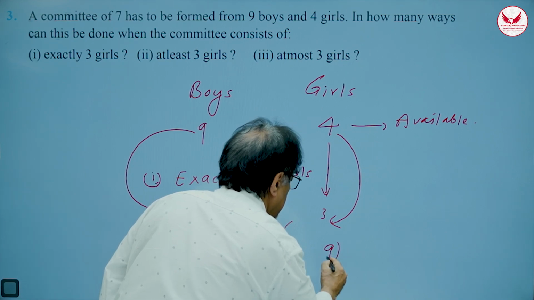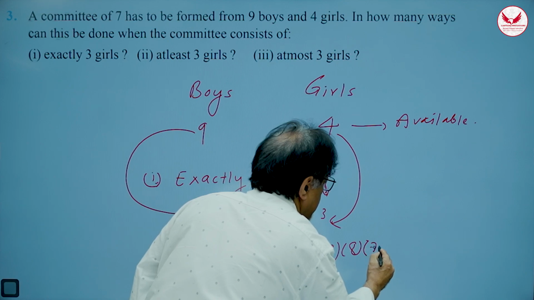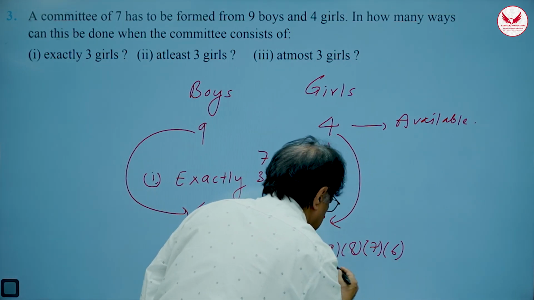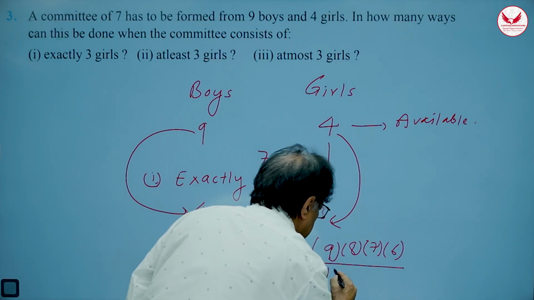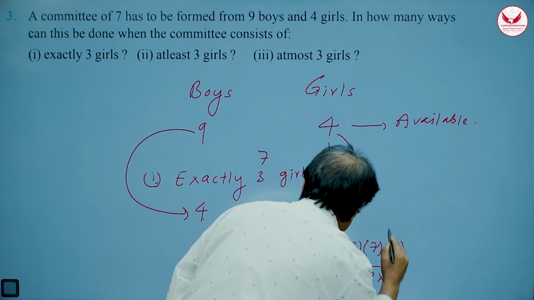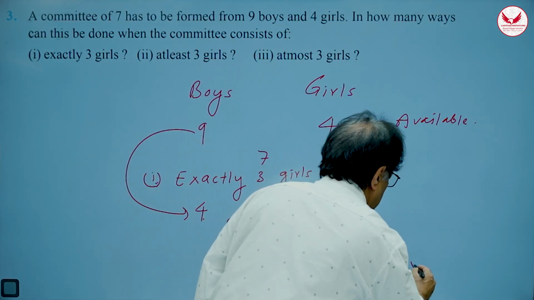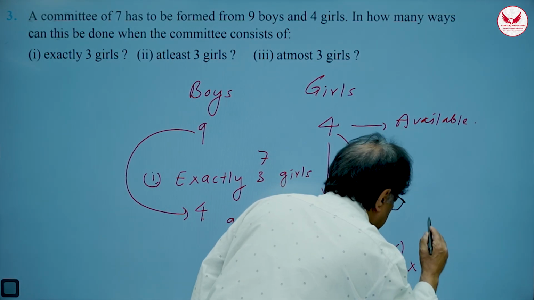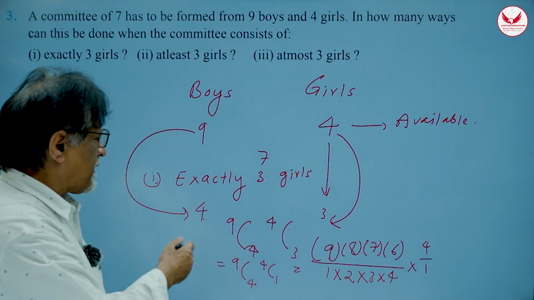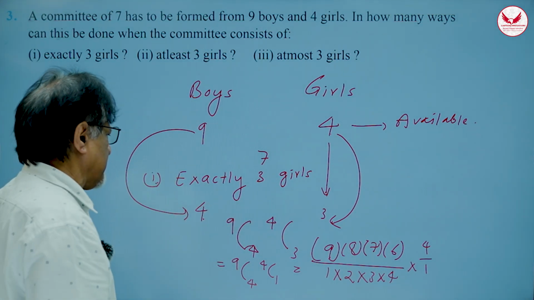So it is 9 multiplied by 8 multiplied by 7 multiplied by 6, 4 terms, divided by 1 into 2 into 3 into 4. Correct? But 4C1 is very easy. You just take it as 4 only because it has to be done only once. So 4 into 1. Okay. Now I am leaving the ultimate calculations to the students. This is how the problem can be solved.